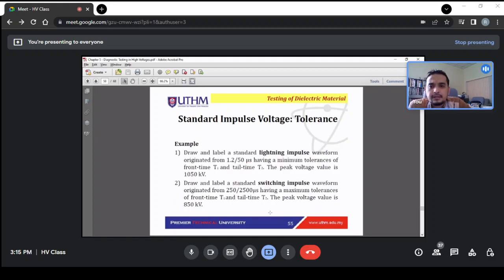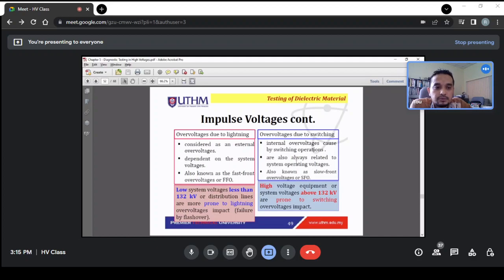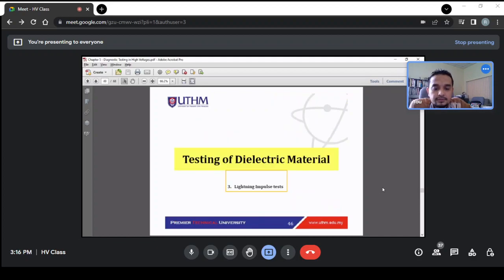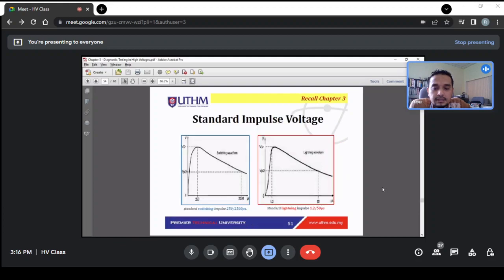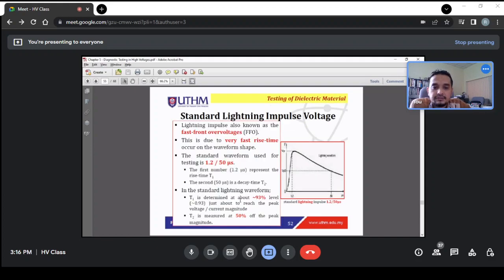Okay, example. Draw and label a standard lightning impulse waveform, 1.2/50 microsecond, having a minimum tolerance for front time T1 and tail time T2. The peak value is 1050 kilovolt. So you have to draw something similar to this. You have to draw the impulse waveform and specify the V peak, T1 and T2. That's it.